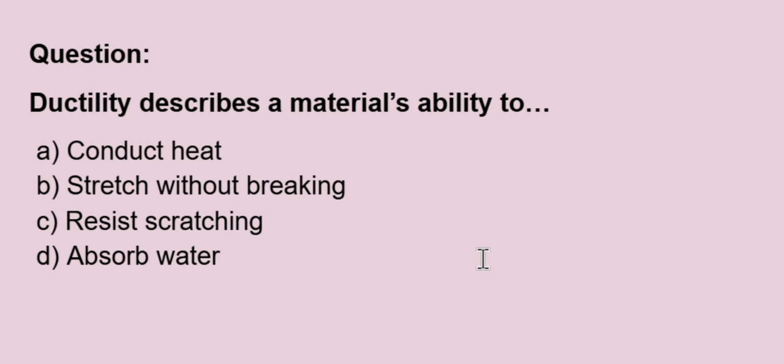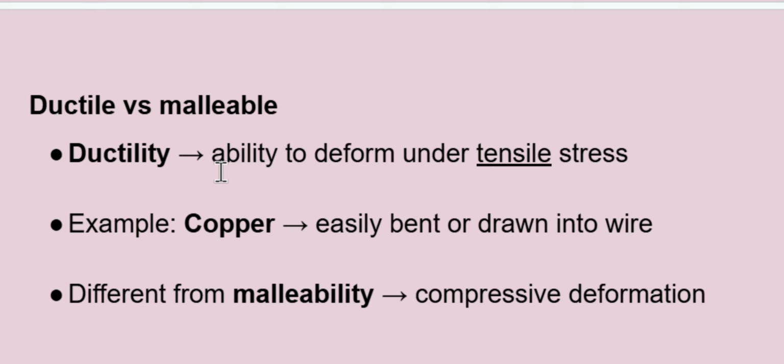Let's move on now. Question. Ductility describes a material's ability to A. Conduct heat, B. Stretch without breaking, C. Resist scratching, or D. Absorb water. The correct answer is B. Stretch without breaking. So what does it mean? If the material is ductile, it means when you pull it apart, right, it will stretch, right, but not break. So it's the ability to deform under tensile stress.